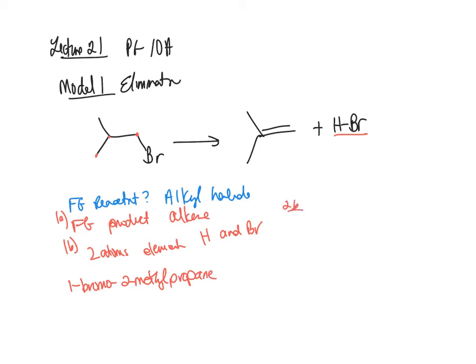2B, look at the atoms that were eliminated, on what carbons. Indicate the carbon numbers where those atoms are located. So carbon number 1 lost the bromine, and then carbon number 2, so this is carbon number 1, carbon number 2 lost the hydrogen.